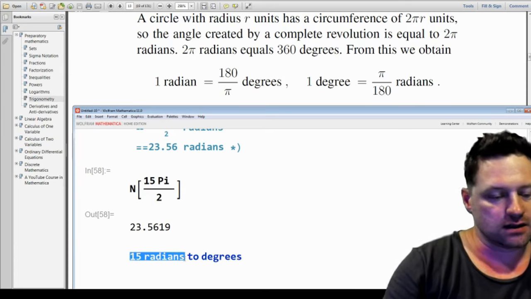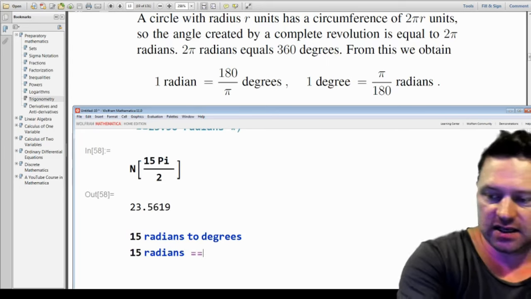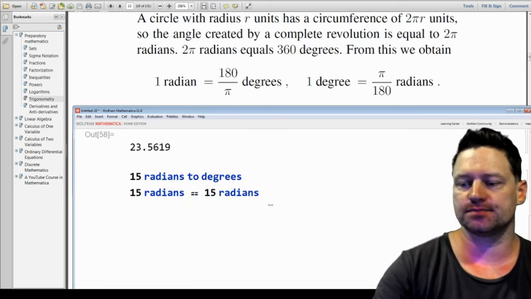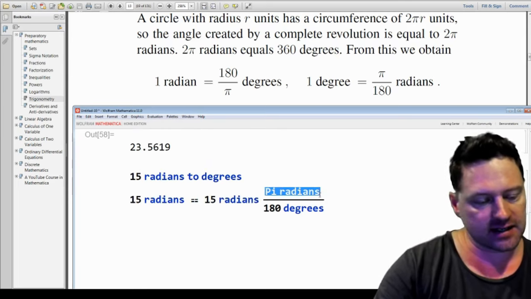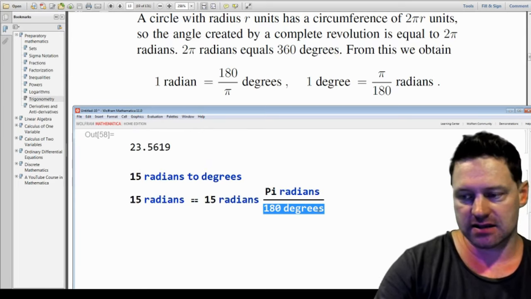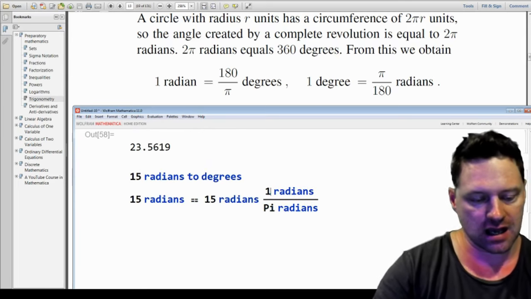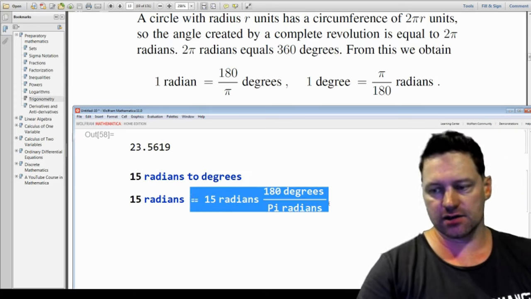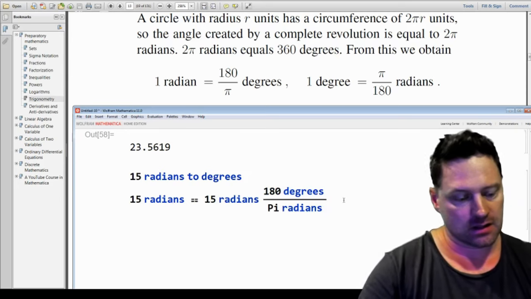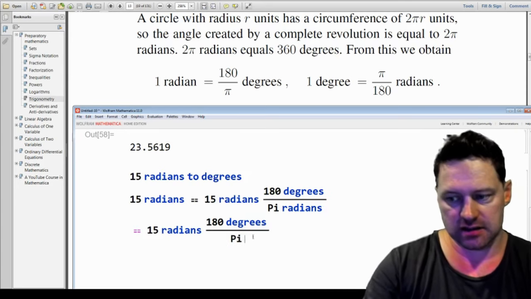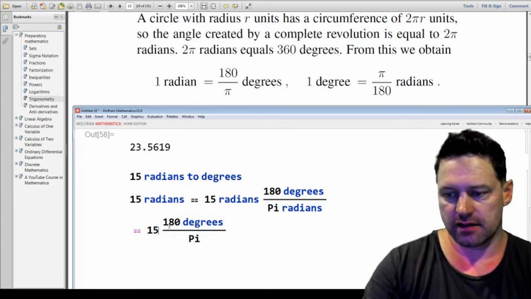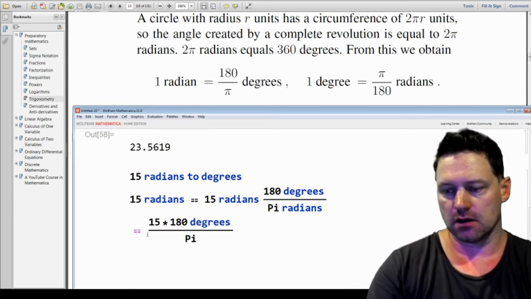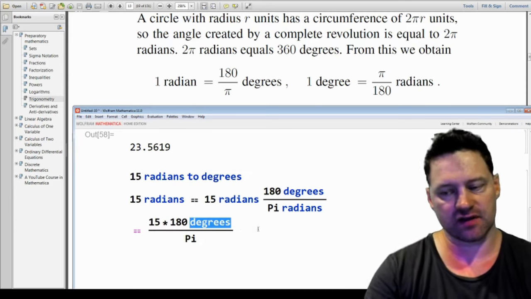Okay, so 15 radians is equal to 15 radians, but we want something like this, but the inverse of that. So I'll copy it, come down here, and I want the pi radians in the denominator, and it is set up so that I cancel the radians, okay? So 180 degrees in the numerator. Okay, good. Now I can do the simplification of this. So let's see, we get rid of the radians because they are canceling. Okay, and then I can represent that as 15 times 180. And that's degrees.